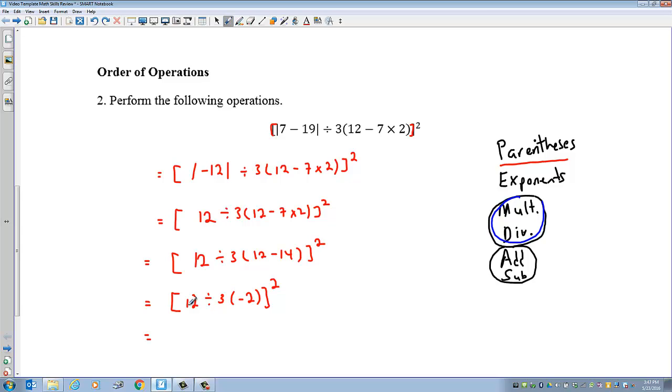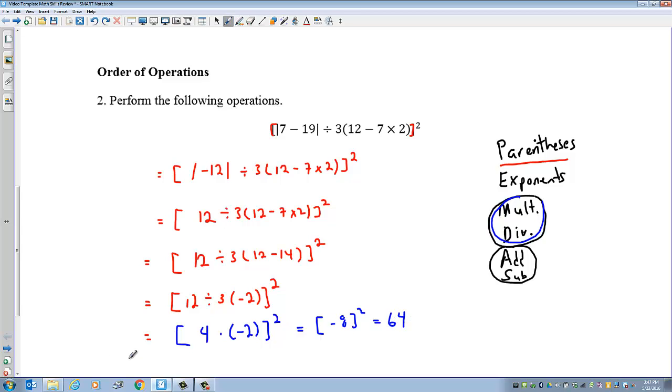The correct operation is to divide by 3 first. So you really have 12 divided by 3, because again, you work left to right when it comes to multiplication and division. So what you get here is 4, because 12 divided by 3 is 4, and then times negative 2 in parentheses, square bracket, quantity squared, which equals, so now I have 4 times negative 2, which is negative 8, so I get negative 8 quantity squared, and that's equal to 64.